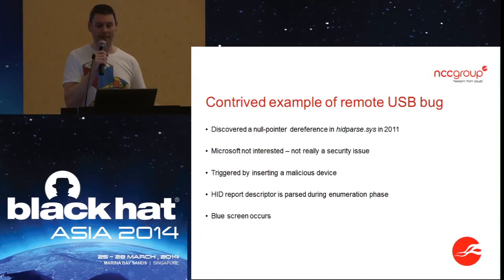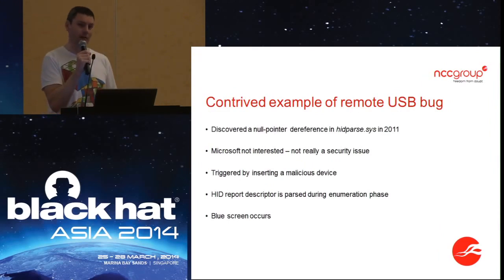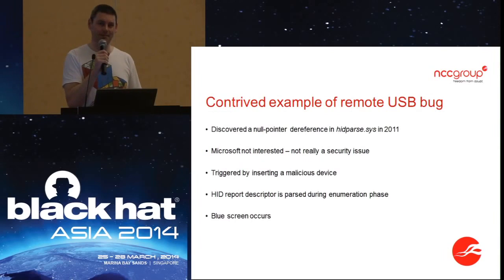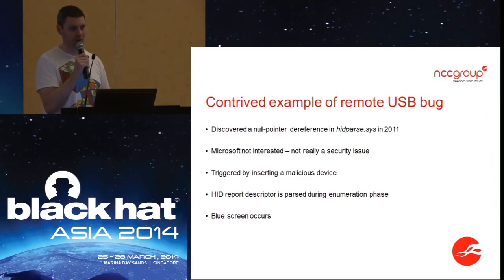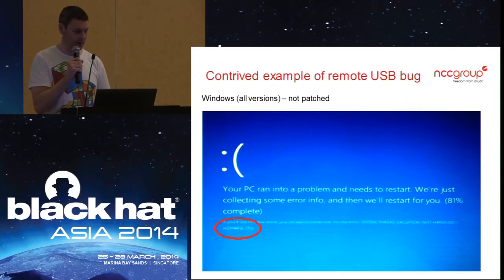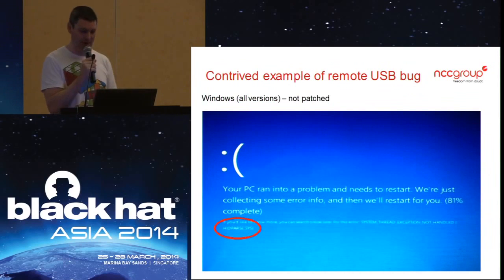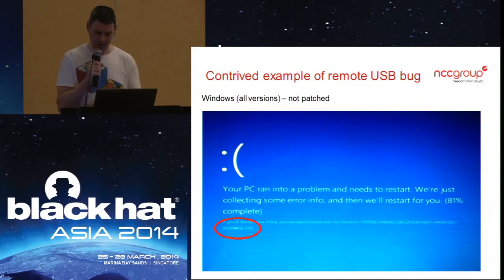Now, I sent this to Microsoft and they weren't particularly interested, and fair enough. I could plug in a device which will blue screen any Windows box, but it's a null pointer dereference. So it's not particularly exciting. It's not exploitable. I can't execute any code. I can just blue screen the box. You might as well just power the machine off if you've got physical access to it. However, there's just a screenshot of a blue screen showing that hidpars.sys triggers, and every version of Windows is vulnerable to this.